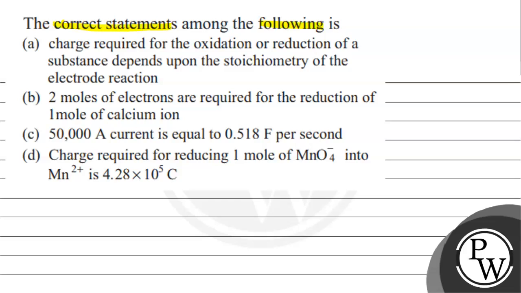So let's read this question. The correct statements among the following are: A. Charge required for the oxidation or reduction of a substance depends on the stoichiometry of the electrode reaction. B. 2 moles of electrons are required for the reduction of 1 mole of calcium ion. C. 50,000 ampere current is equal to 0.518 Faraday per second. D. Charge required for reducing 1 mole of MnO4 minus ion into Mn2 plus is 4.28 into 10 to the power 5 coulombs.